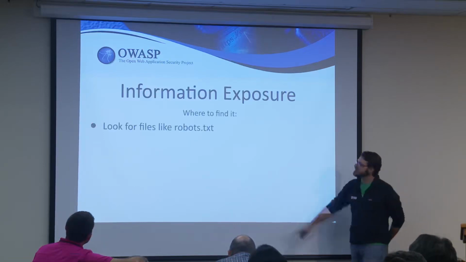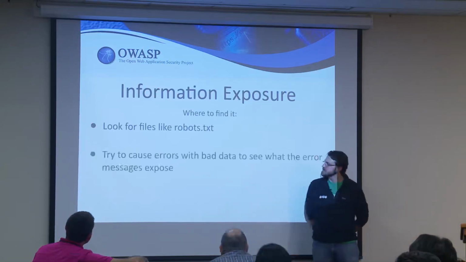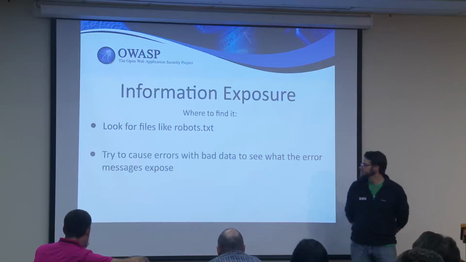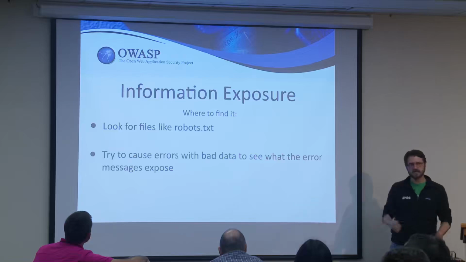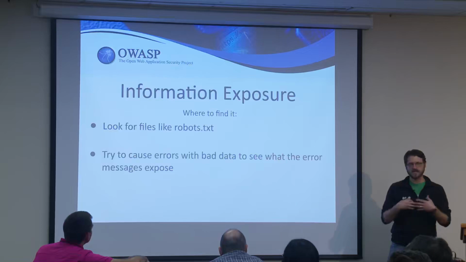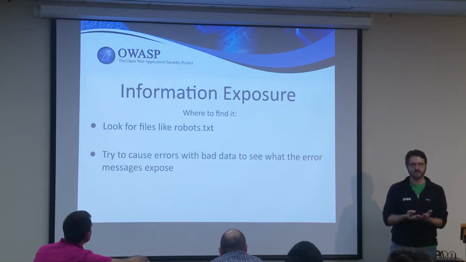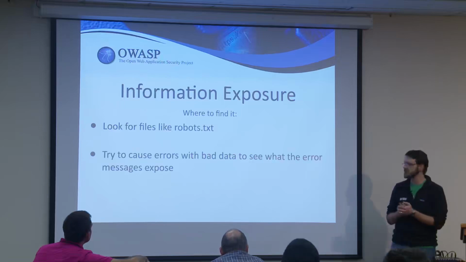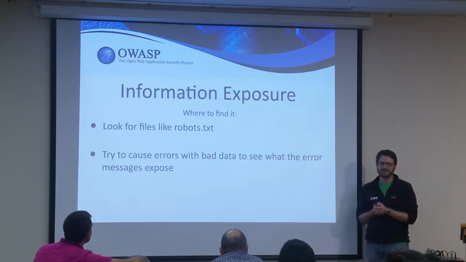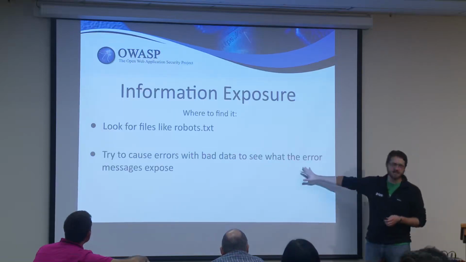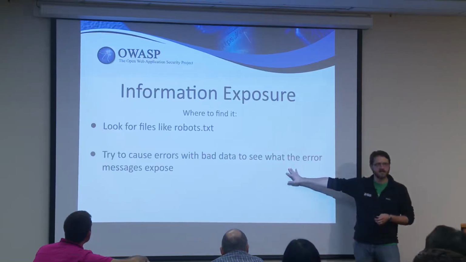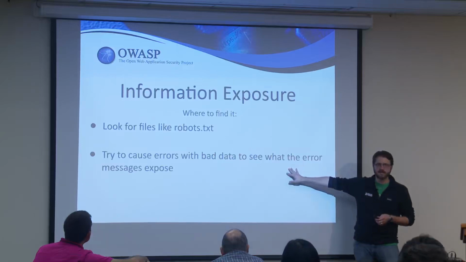So you can find hidden files like robots.txt. Sometimes what you can do is cause errors on purpose. If you know that something's looking for a certain type of input, go ahead and send it the wrong type of input. If it's looking for numbers or certain characters, send it bad data. Send it random ASCII characters and see what happens, because sometimes the error messages will actually expose information that you don't want shown to the user.